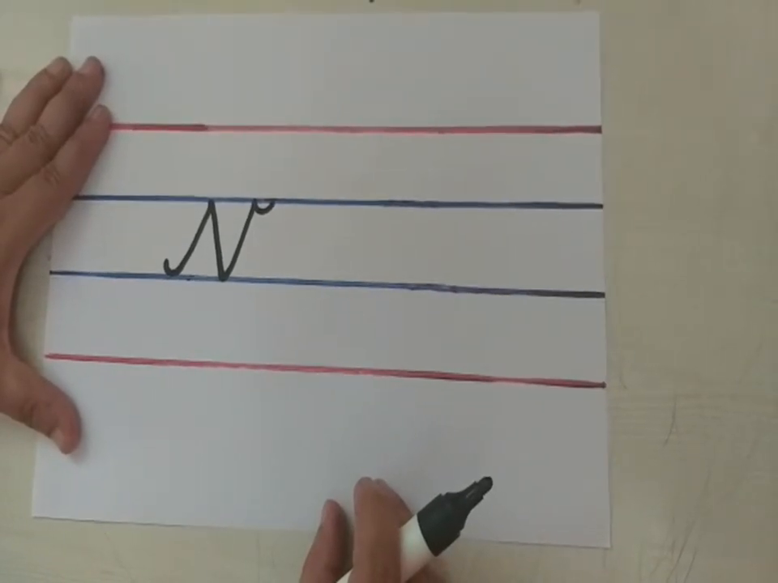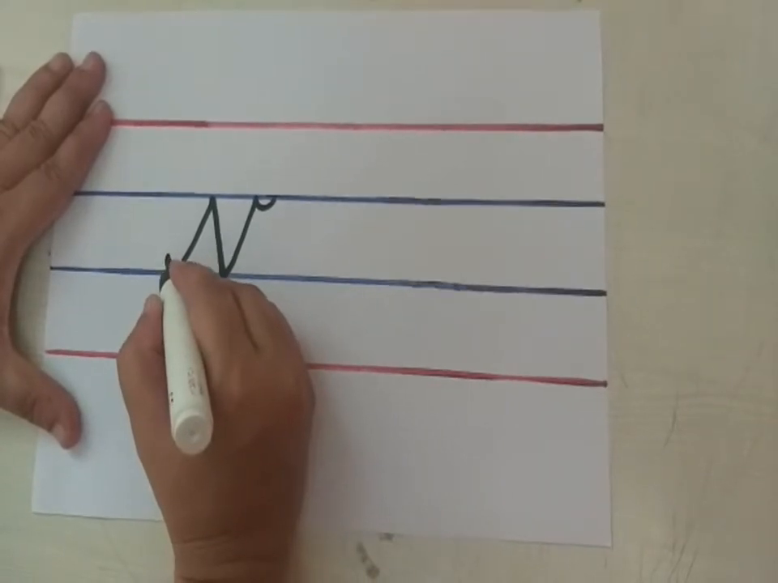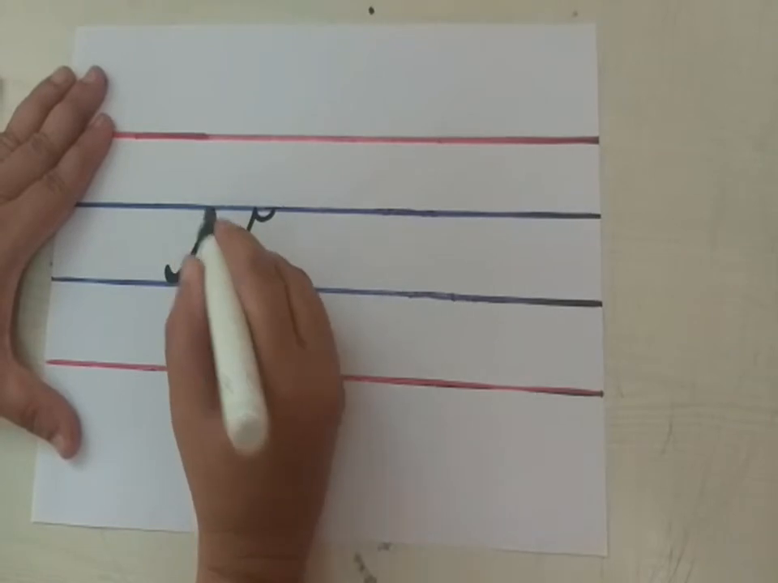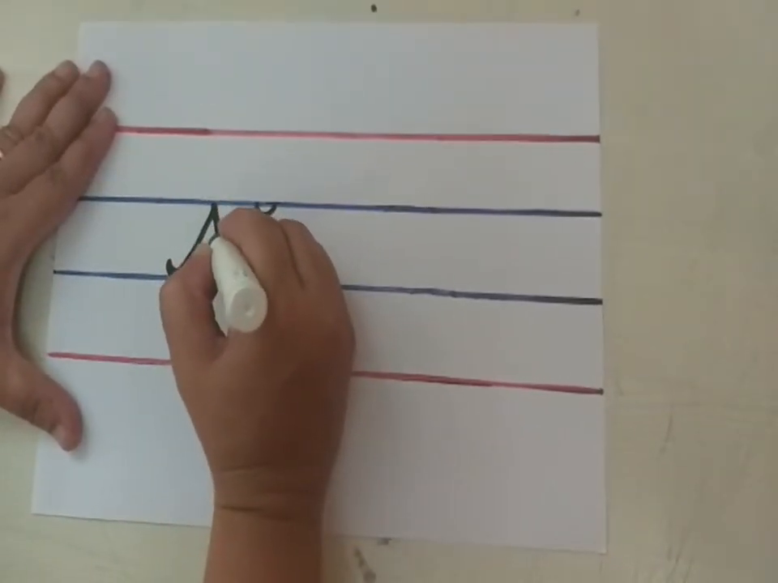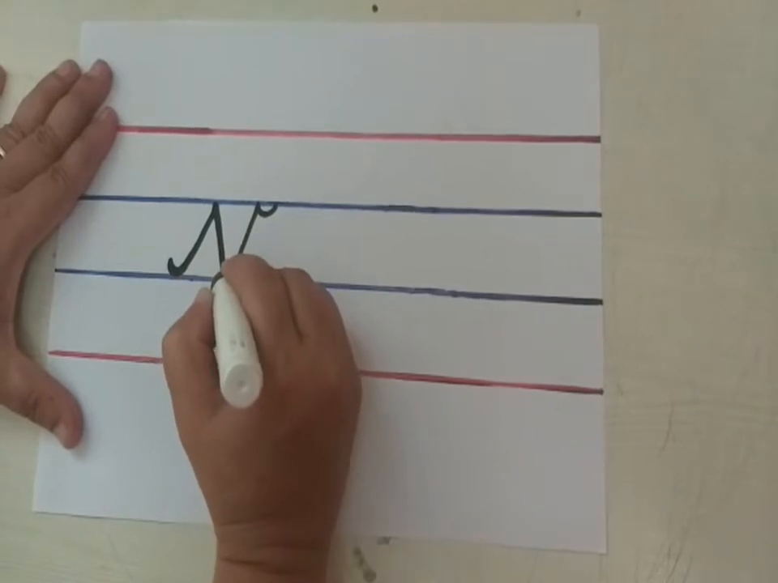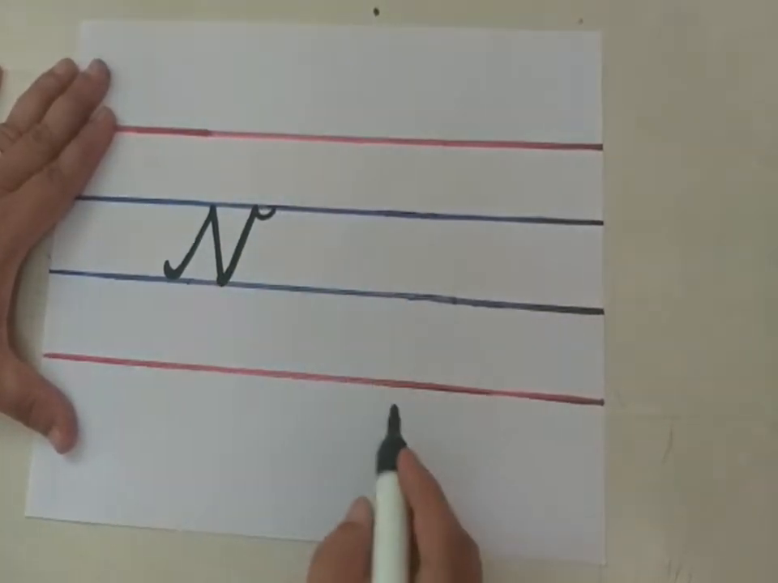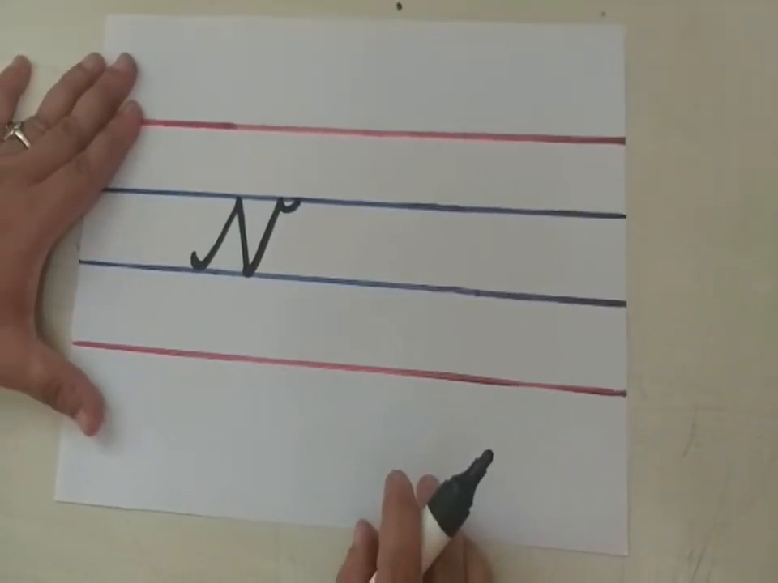Small cursive V. Shall we write once again? See here. Take a small curve. Go up to the second blue line. Slanting line, children. Again come down to the third blue line. Okay. Again go up to the second blue line and make a small curve. V is very easy, children.